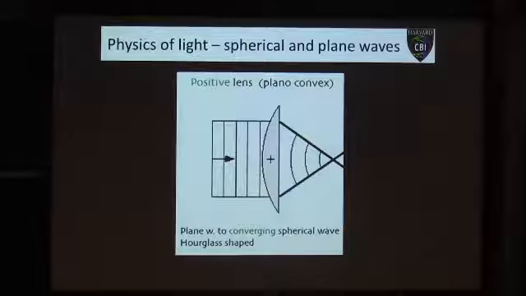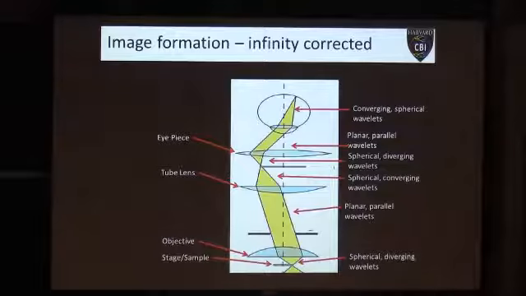So essentially what lenses do is they take plane waves and turn them into spherical waves, or vice versa if the light's moving the other way. So another way to think of our microscope is instead of looking at position and angle, we can say, okay, coming off our sample here, we have a bunch of spherical diverging waves. But then once they pass through our objective, they become planar parallel waves, so plane waves. Go through our tube lens, they become spherical converging waves again, and then spherical diverging waves. And then after the eyepiece, they're plane waves again. And then finally after our eye, they become spherical waves.